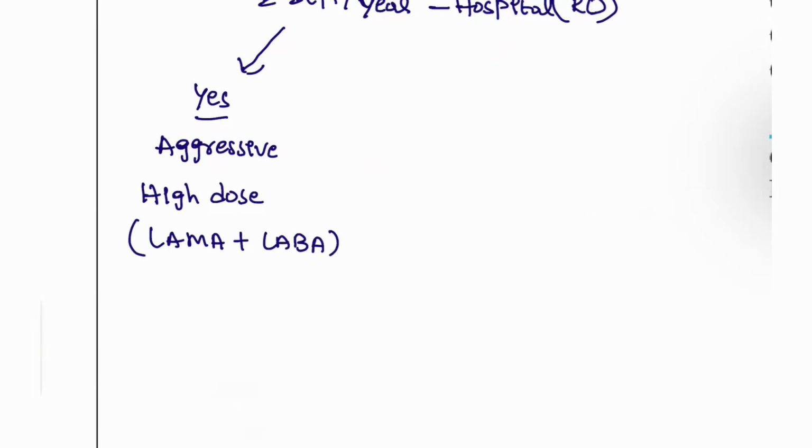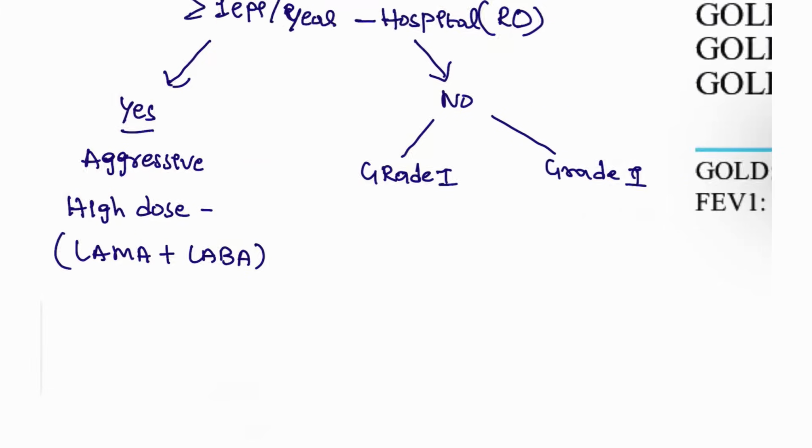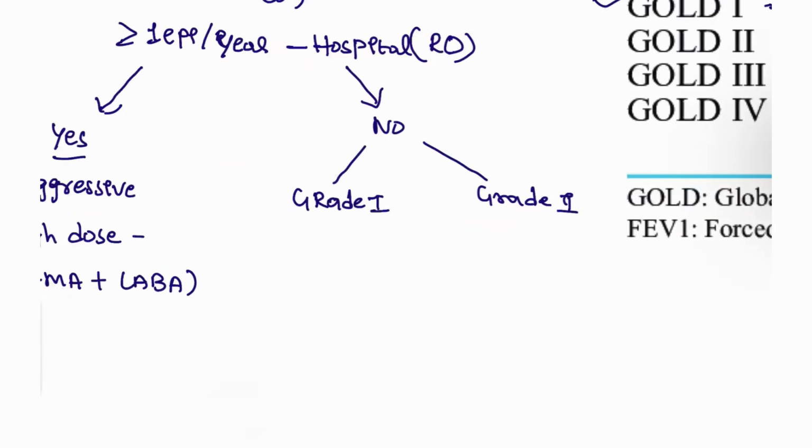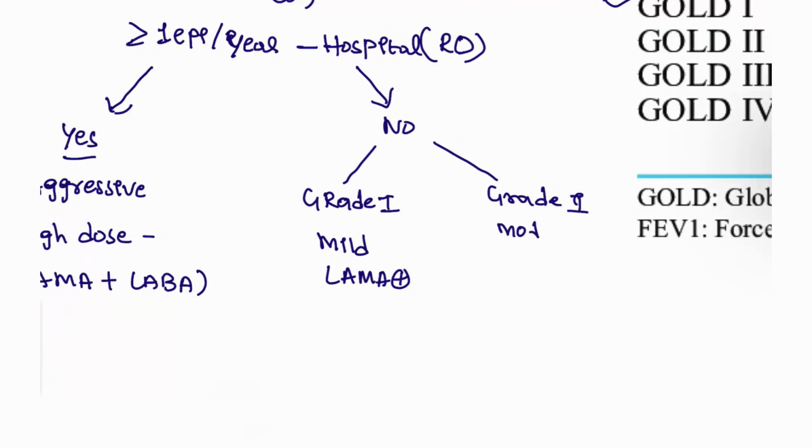Muscarinic, both will be given at high dosage. If no, then you have the other two categories, grade 1 and grade 2. Grade 1 patients will be in GOLD stage 1. Those patients we are going to give only a mild dosage. Okay, mild LAMA is enough. Grade 2, this patient is actually in the moderate category. Then we are going to start with LAMA plus LABA.